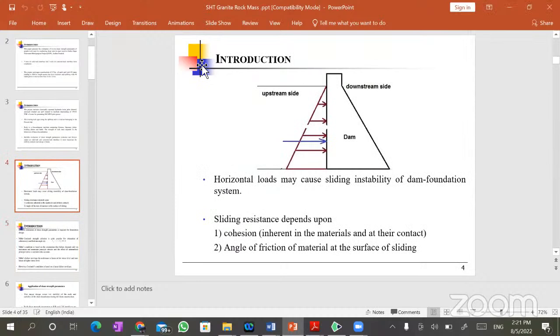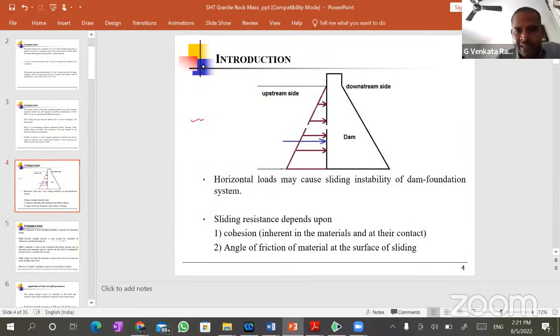Yes, sir. Your screen is visible, sir. Then I can write here, because I am unable to write in that area.